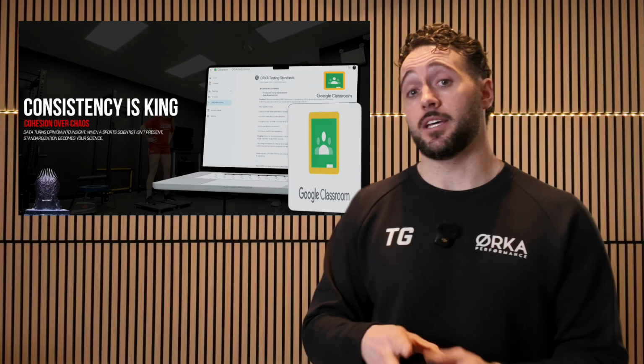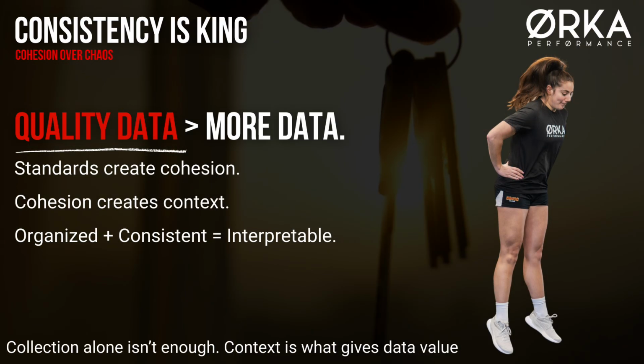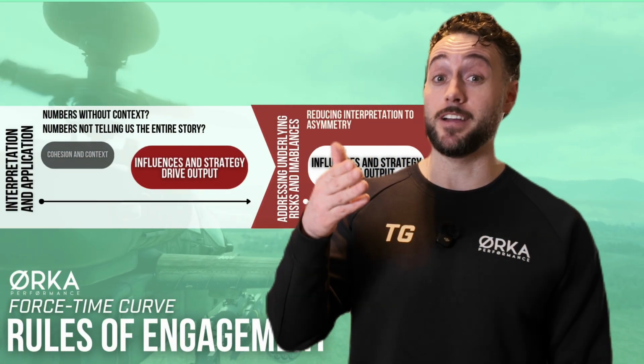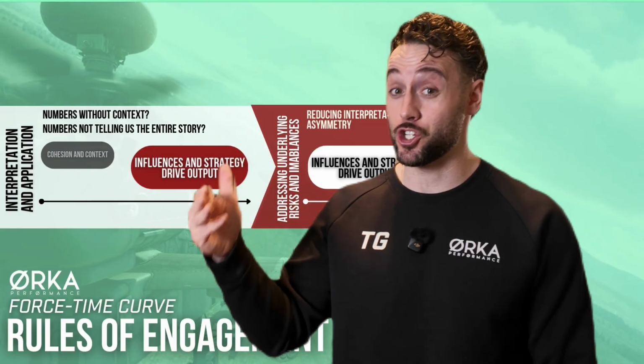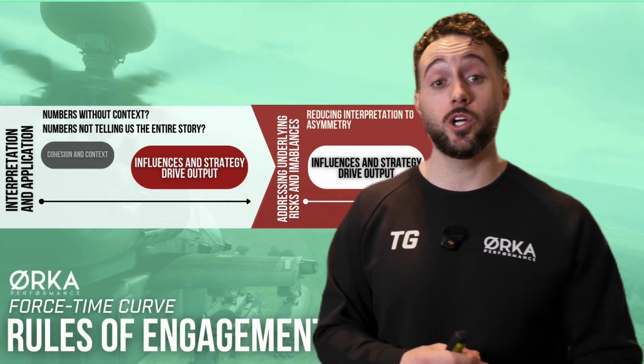So as you can see, as we go to create cohesion and context, it's quality data that's going to be way more beneficial to our organization than having more data. Standards are going to create cohesion. Cohesion creates context. Organized and consistent data is going to be what's the most interpretable. Now, we talked earlier about the same output being produced by very different drivers and very different strategies in different athletes. So anytime we get data, we're going to take a look at this model.